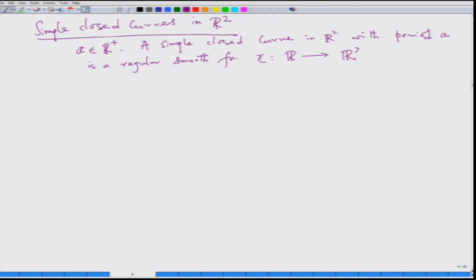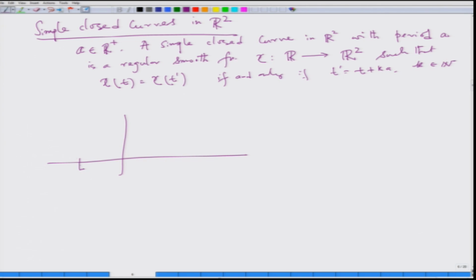So, instead of defining it on an interval, I can extend it to the R to R2 such that gamma t equal to gamma t prime if and only if t prime equal to t plus some k a, k is some integer. So, what does it mean here?